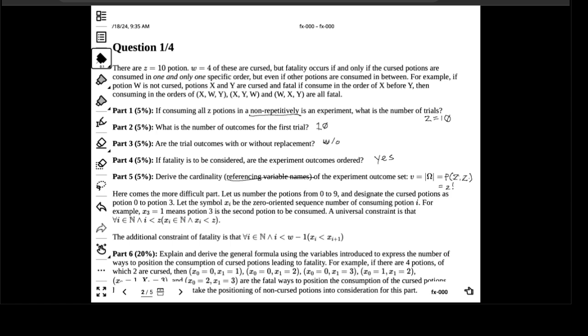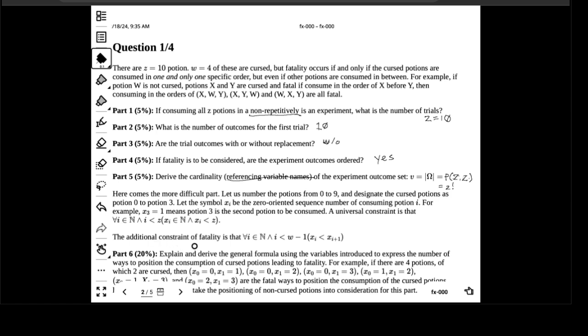A universal constraint is that for every I there's a natural number and I is less than z, because z is 10. Because everything is 0 oriented, we're basically talking about I going from 0 to 9. X of I has to be a natural number, which means the order itself has to be a natural number, and x of I has to be less than z, which means the sequence number of when this potion is consumed has to be 0 to 9, basically.